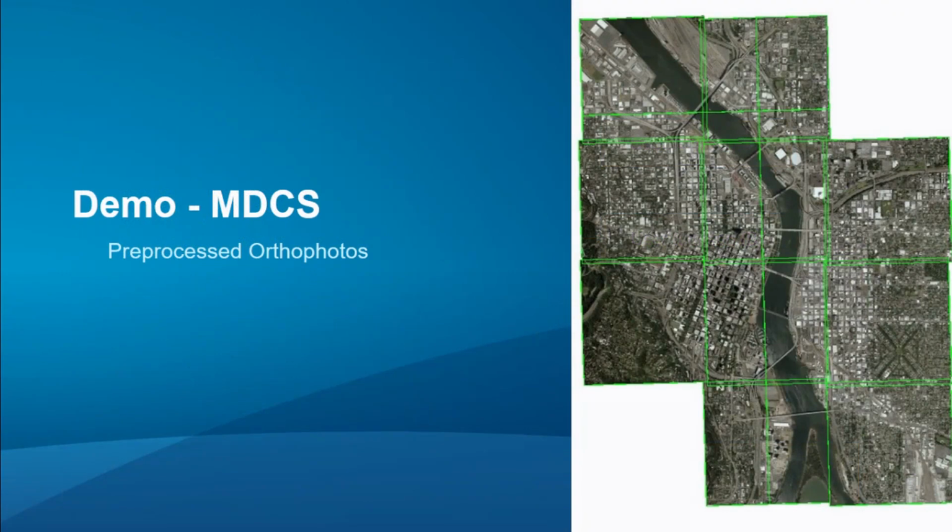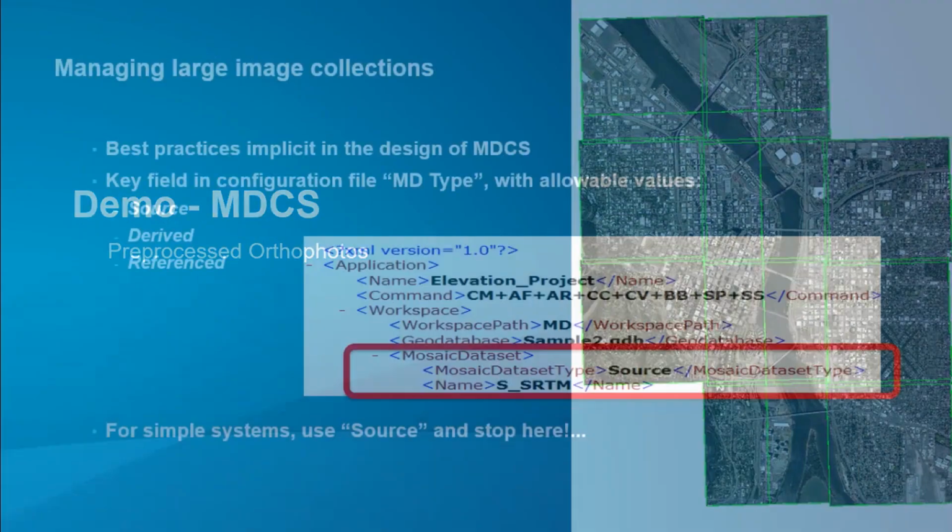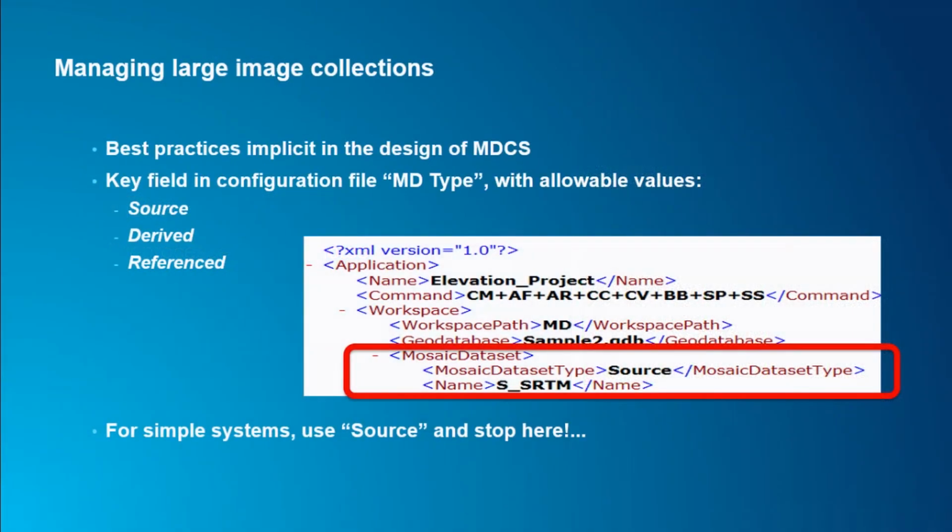And once again, I'll skip my demo. I'm actually going through these pretty quickly. I may have time to come back for demos. So when we start talking about managing large collections, this slide perhaps should come after the next slide, but this is just showing you in the XML file, we have something that we refer to as the source and derived structure or architecture of building Mosaic datasets.